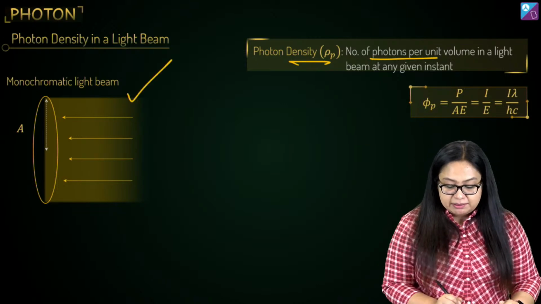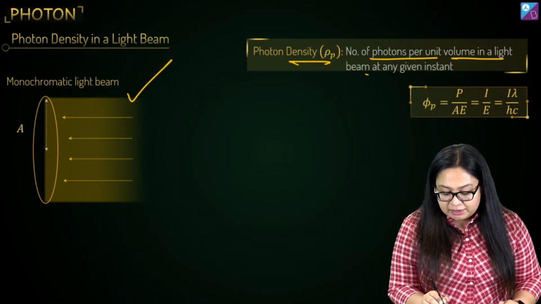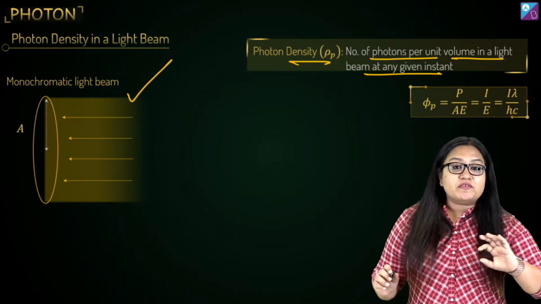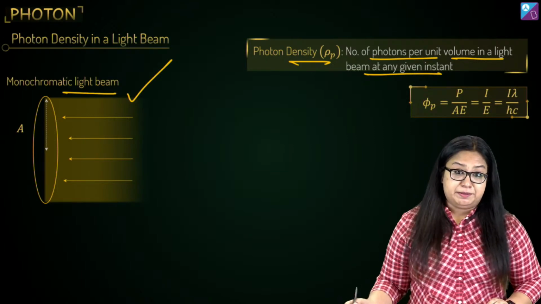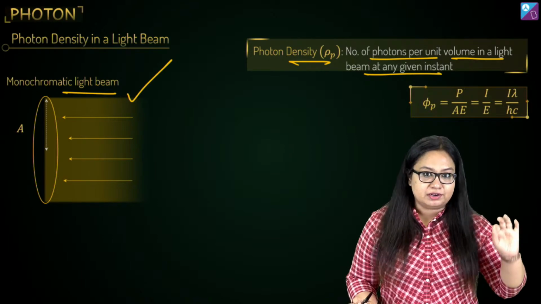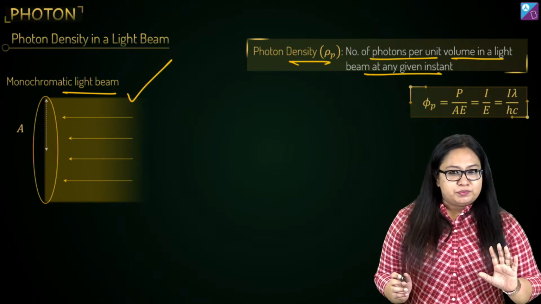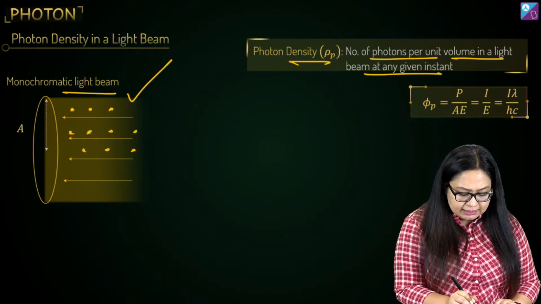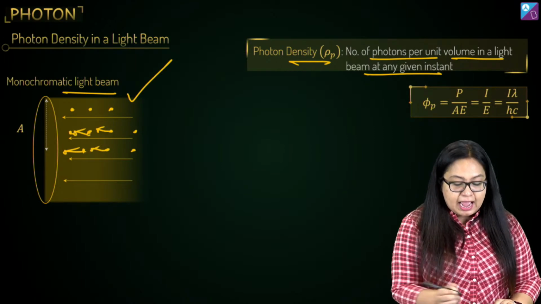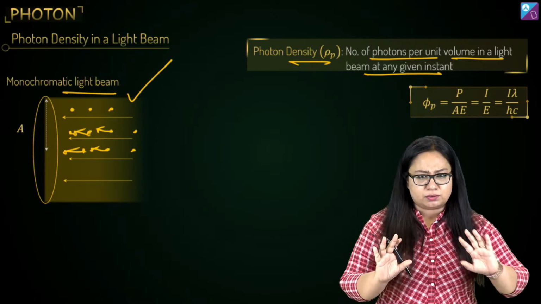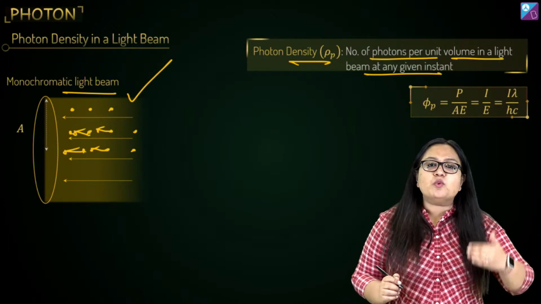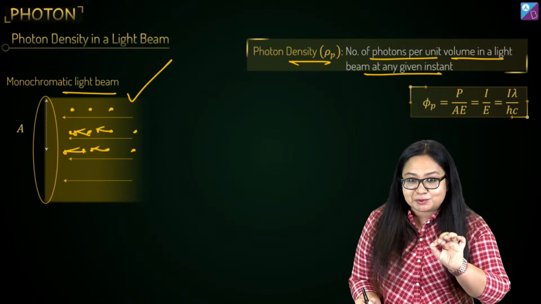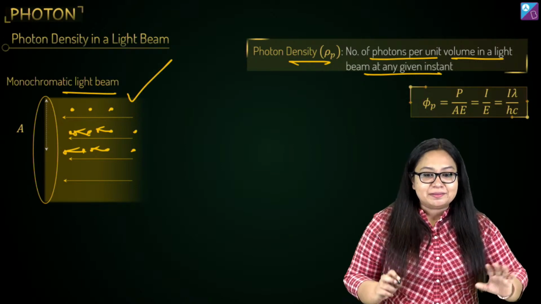Photons will be present when there is light. So in a light beam, photon density is the number of photons per unit volume in the light beam at any given instant. Say over here now again we have a monochromatic light beam, singular wavelength, singular frequency. Do you understand that here in this light beam there will be all of these photons? They'll be traveling with speed of light, all of them, and with energy h nu. You know that. But then how do we figure out how many photons are there per unit volume? We can do that. We can apply the unitary method.